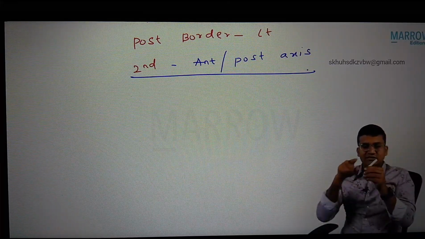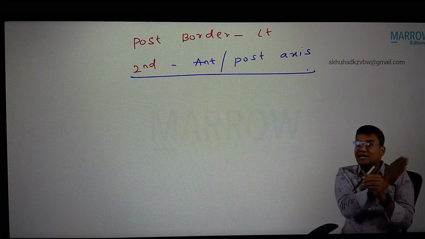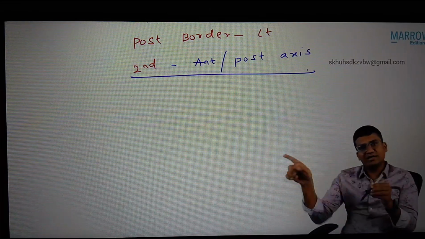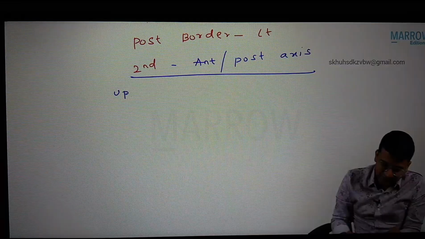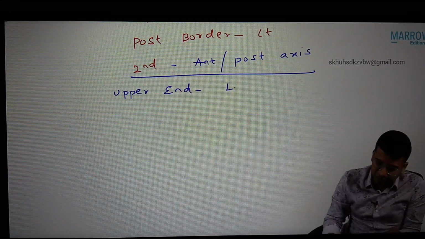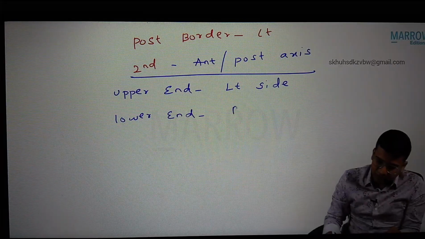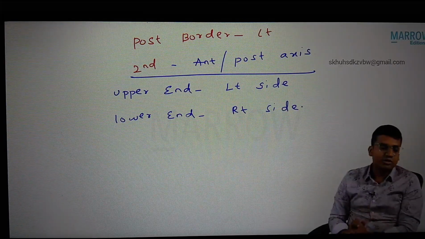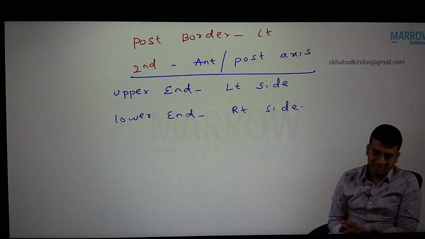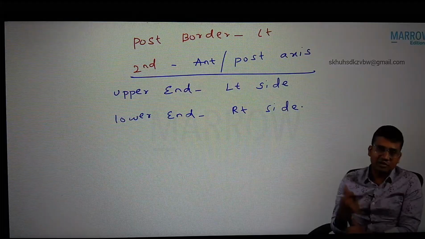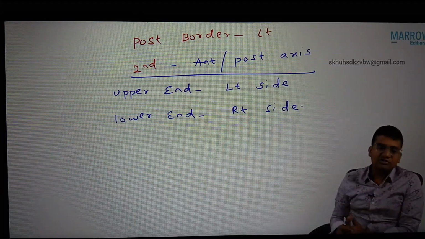Okay, the clockwise direction. So now because of the rotation in the anteroposterior axis, the upper end goes to left side, the cardiac end on the left side, and the pyloric end on the right side. This is a basic idea about the stomach, how stomach got the right border, left border. Why is the upper end on the left side, why is the lower end on the right side? This is because of rotation only.